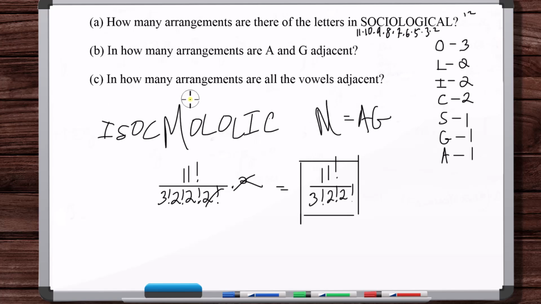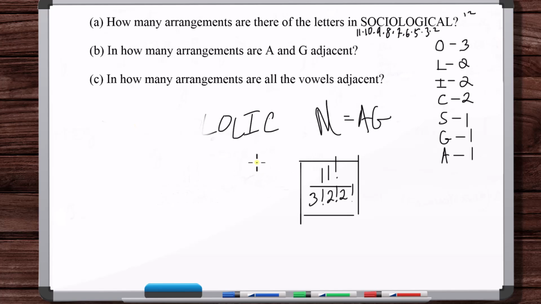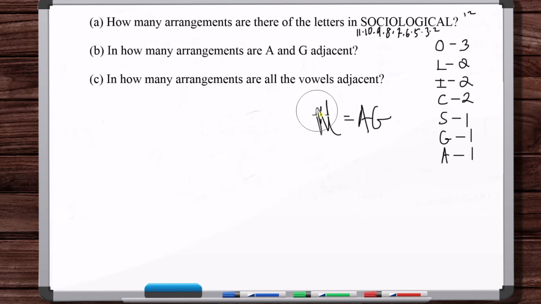Okay, and how many arrangements are all the vowels adjacent? All the vowels adjacent. So, okay, I'm still wondering, are they saying that we can rearrange the vowels? I mean, we can solve for both. So let's put the vowels into a big M. So we've got O, O, O, I, A, right?